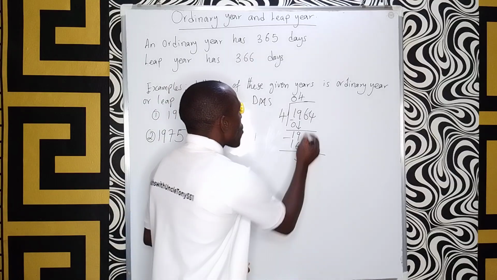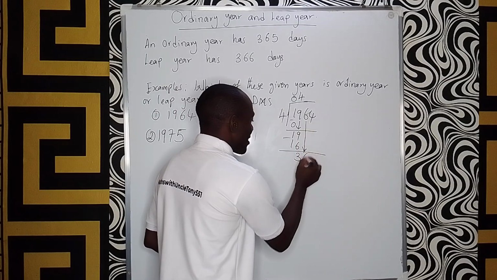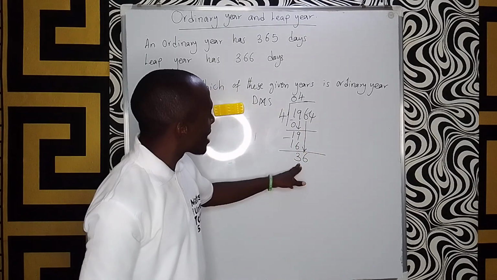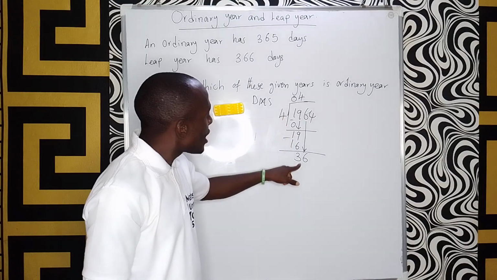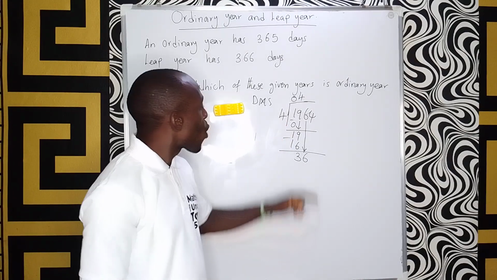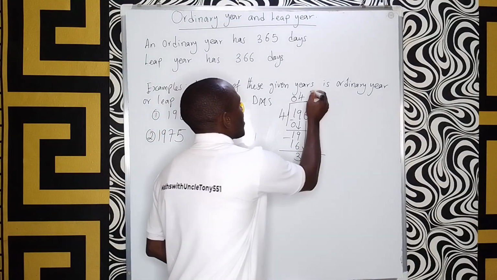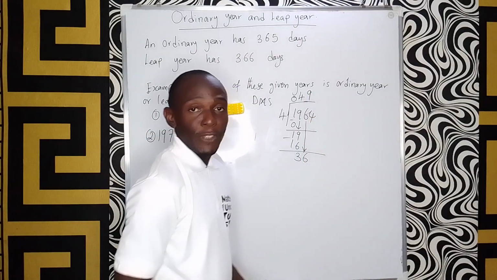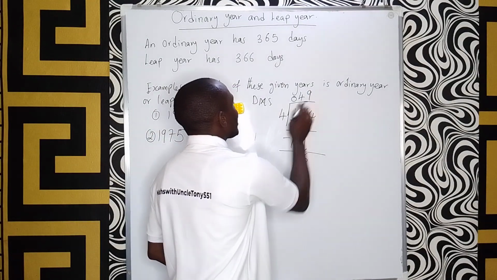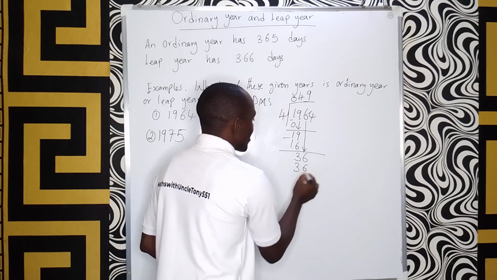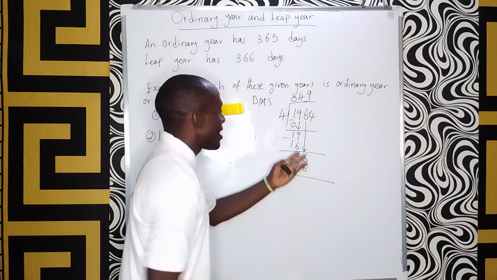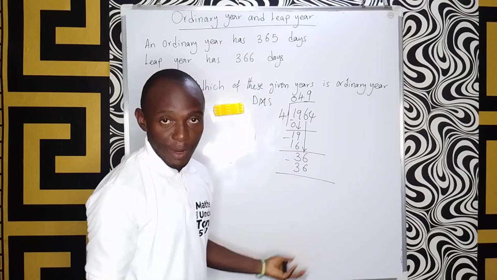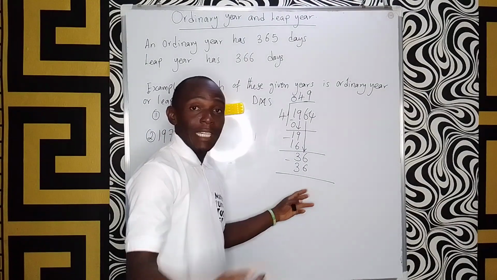Let's keep moving. We bring down the next number, which is 6. It becomes 36. How many times does 4 go into 36? 4 will go into 36 9 times. That's the division. The multiplication, 9 times 4 is 36. We have 36. Both of them are the same thing. 36 take away 36 is 0. So if you like, write 0. If you like, leave it like that.